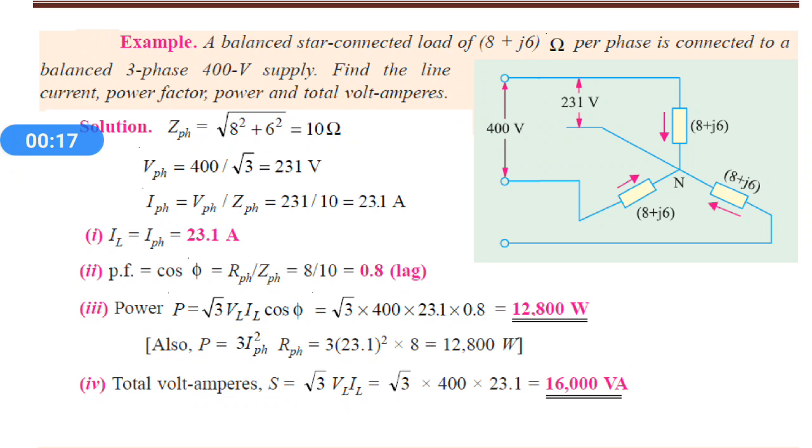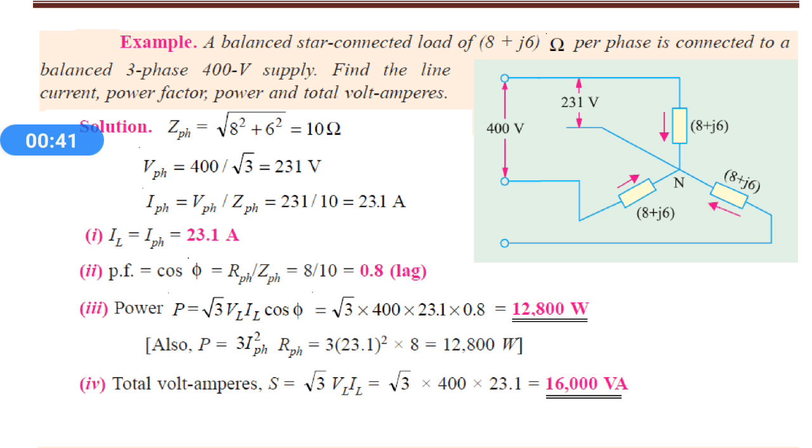In a star connection the line voltage VL equals root 3 times the phase voltage. The line current IL equals the phase current I phase. The power equation is P equals root 3 VL IL cos phi. All these equations we are using in the problems. So let us consider the first problem.